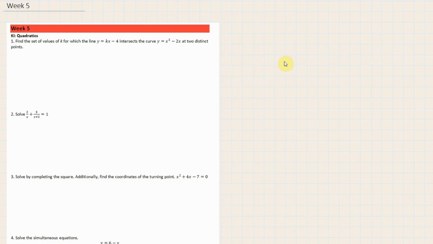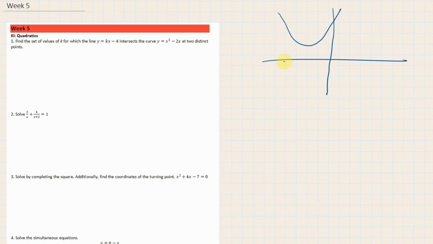So the first one here: find the set of values for k for which the line y equals kx minus 4 intersects the curve y equals x squared minus 2x at two distinct points. So what you're thinking of here, let's draw a quick diagram. So let's say we've got a curve like this. That's this bit. And there's a line.